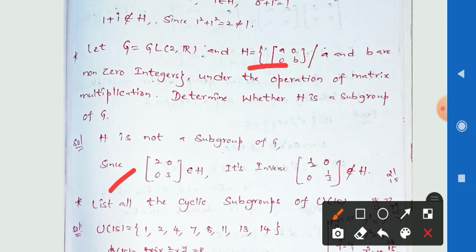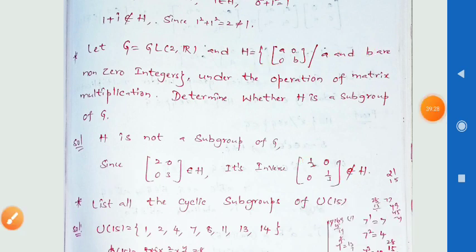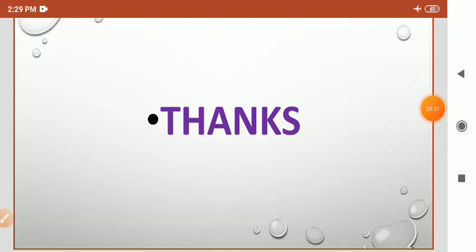This does not belong to H. Why? Because here A and B must be non-zero integers. Here 1 by 2 and 1 by 3 are not integers. These are rational numbers. Therefore 1 by 2 and 1 by 3 do not belong to H. Therefore H is not a subgroup of G. Thanks.